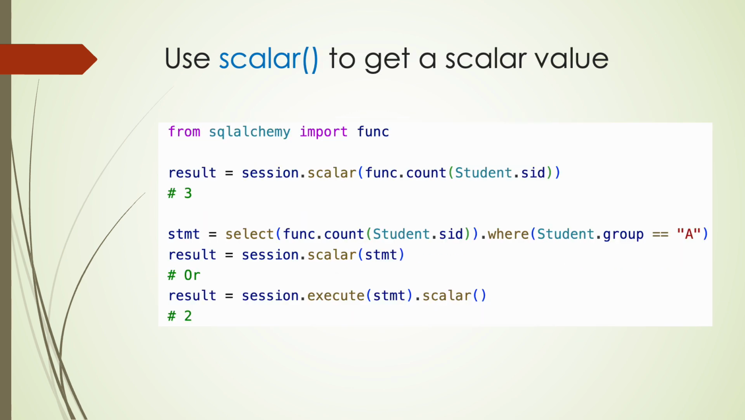As the name suggests, the scalar method is used to get a single scalar value. It executes a query and returns the first column of the first row as a scalar value. In practice, it's often used with aggregate functions like count and sum to get a single scalar value from a query. Note that the scalar method can be called directly on the session or on the result object.